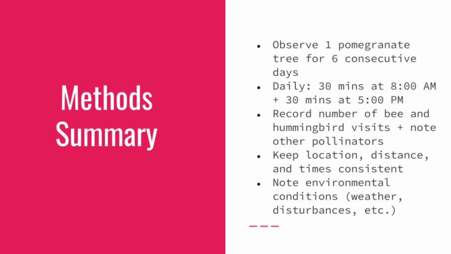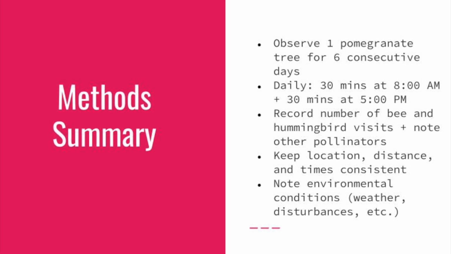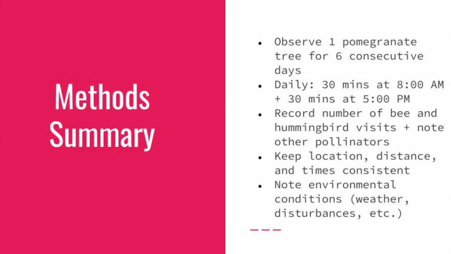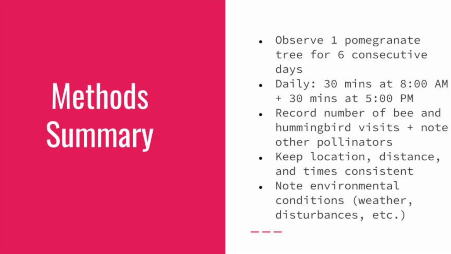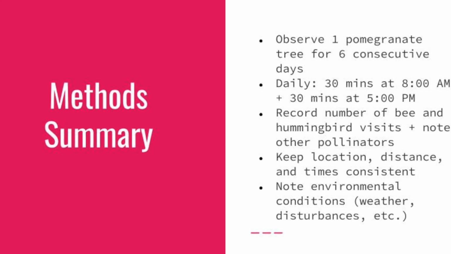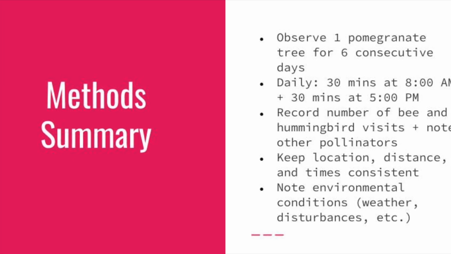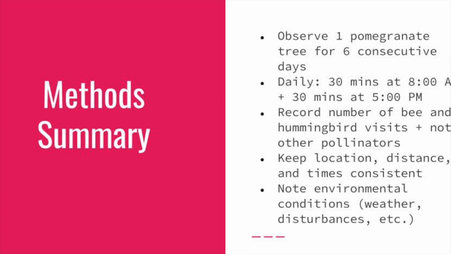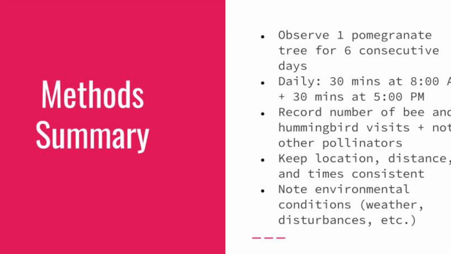So I observed just one tree with many different flowers for 6 consecutive days, daily 30 minutes in the AM and 30 minutes in the PM, recording the number of visits of bees and hummingbirds, and noting other pollinators that were in the area. I tried to keep the location, the distance from the tree, and the time that I visited all consistent, just to ignore possible variables that may interfere with the results. There also could have been different environmental conditions that could have been a problem for the experiment, but luckily I didn't run into anything like that, and the weather was pretty consistent.